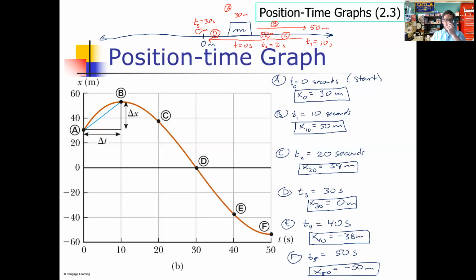So with that said, what we're indicating here is that on this particular position time graph, the object starts out at a position that is 30 meters away from where we indicated it as 0.